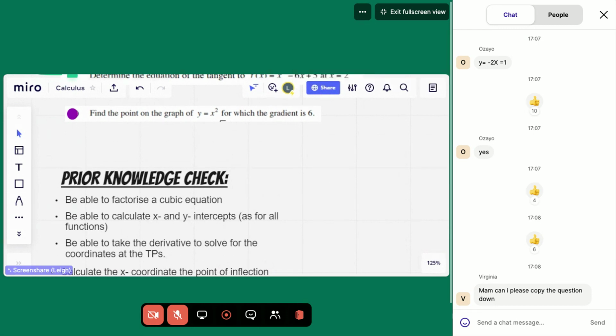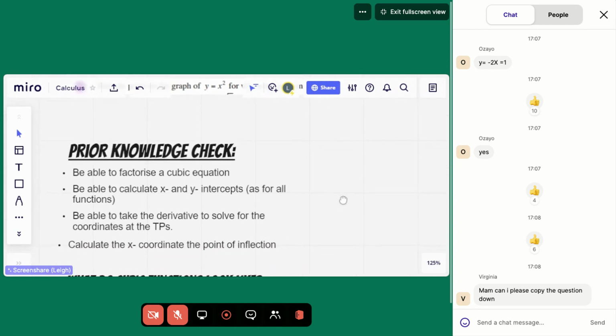We're just talking about what's on the screen at the moment, just our prior knowledge check. So in order to be able to sketch a cubic function successfully, we have to be able to do the following things. We have to be able to factorize a cubic equation. We have to be able to calculate X and Y intercepts as for normal functions. We have to be able to take the derivative to solve the coordinates at the turning points, well, the X coordinates anyway. And we also need to be able to calculate the X coordinate of the point of inflection.